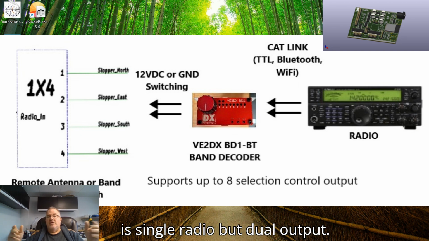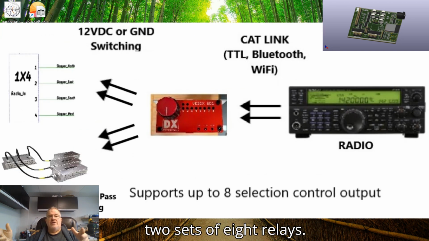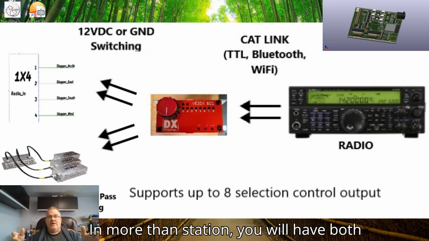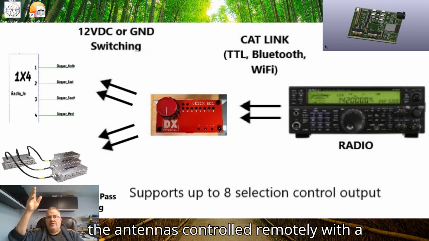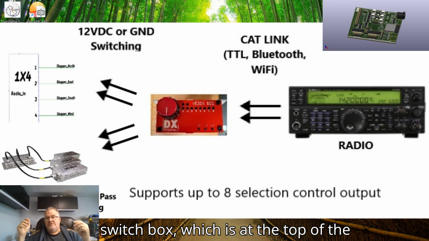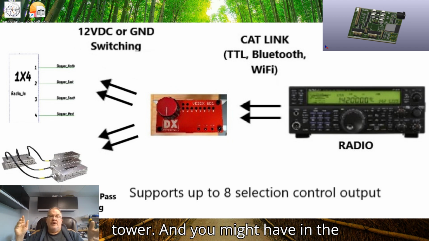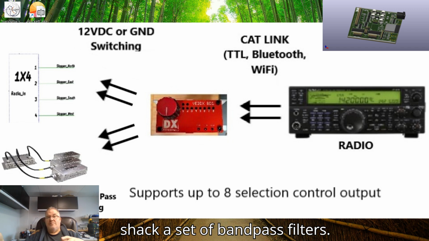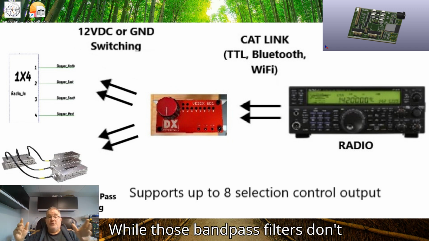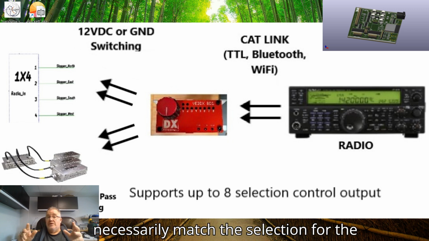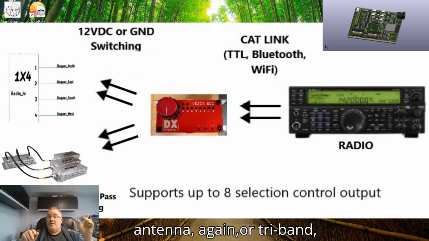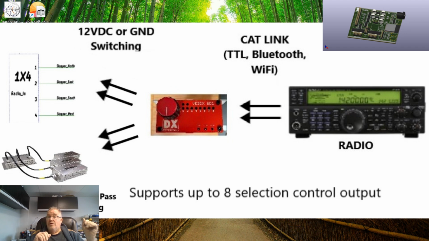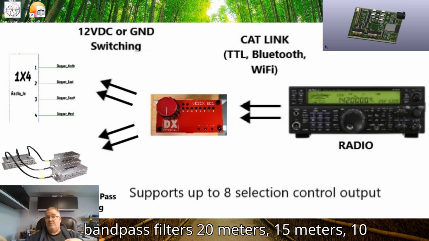Second model is single radio, but dual output. Two sets of 8 relays. Why? Simply, in a more advanced station, you will have the antennas controlled remotely with a switch box, which is at the top of the tower. And you might have in the shack a set of bandpass filters. Well, those bandpass filters don't necessarily match the selection for the antenna. Again, our tribander, well, that would point to 3 separate bandpass filters, 20 meters, 15 meters, 10 meters.